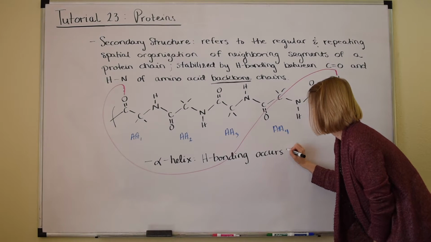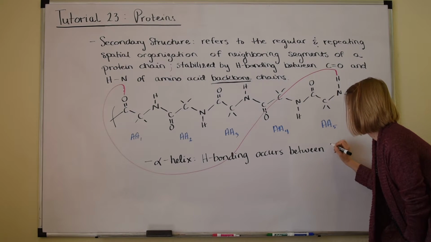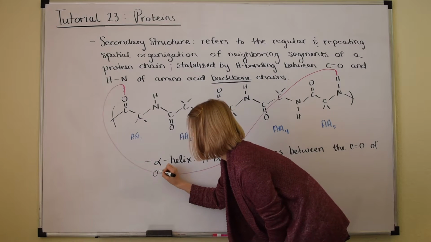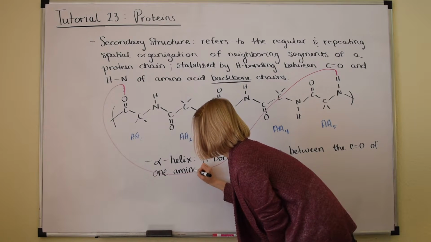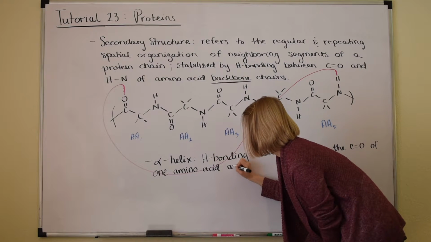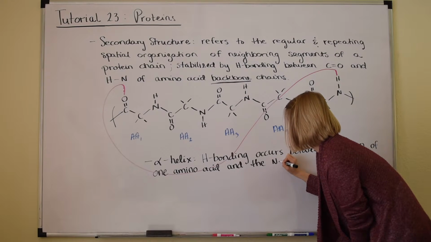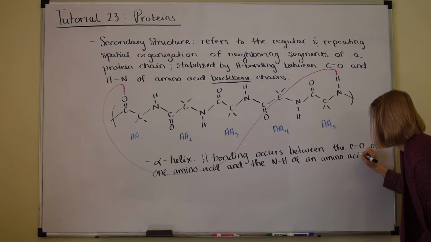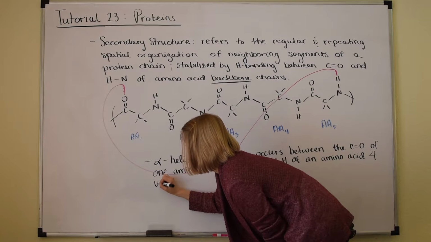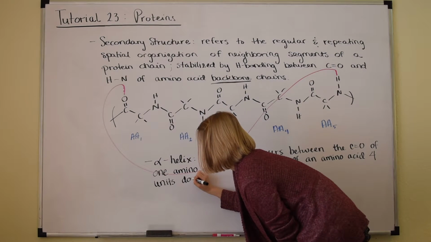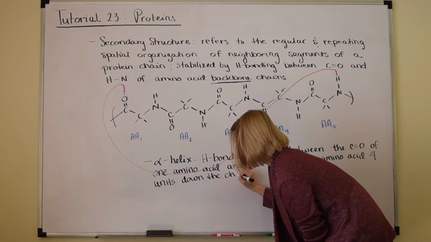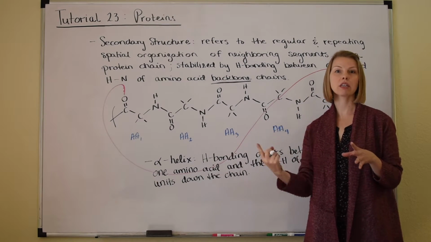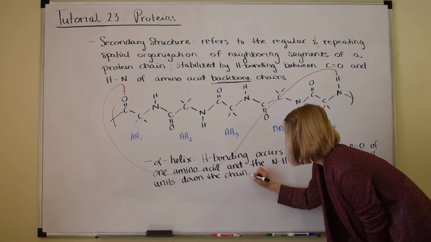Okay, so the hydrogen bonding occurs between the carbonyl of one amino acid and the NH of an amino acid 4 units down the chain. And this results in a spiraled configuration, like a slinky. So it's right here.